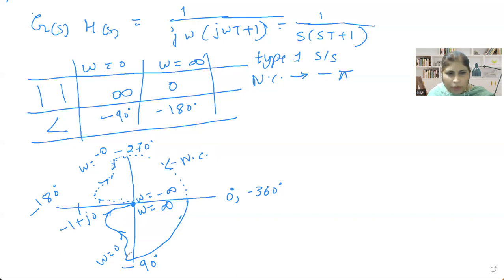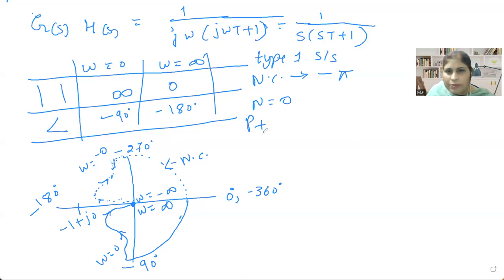Now you can see the plot starts from omega equal to 0, from somewhere at infinity, moving towards this, then touches here and moves here, then goes through the Nyquist contour and completes here. But it is not going to encircle minus 1 plus j0. So the value of N is equal to 0, the number of encirclements of the Nyquist plot around minus 1 plus j0.